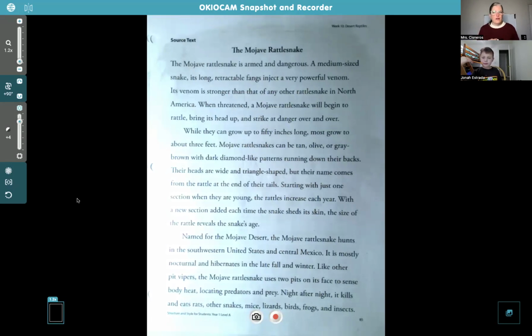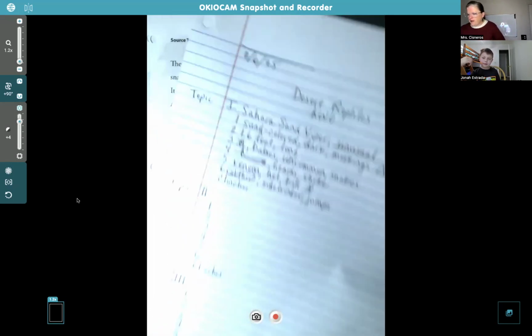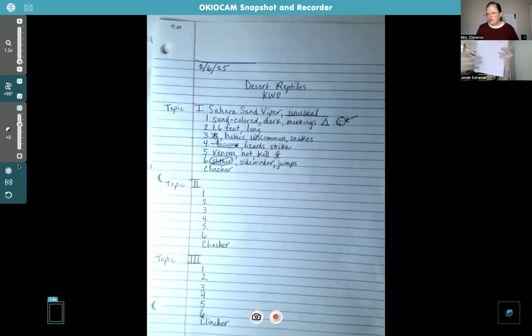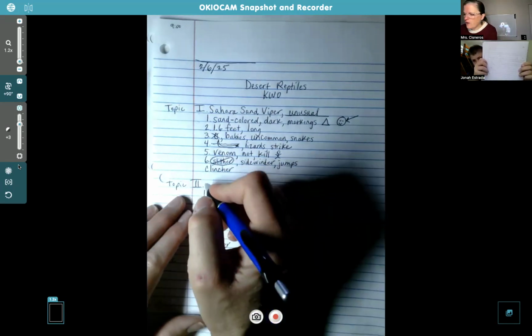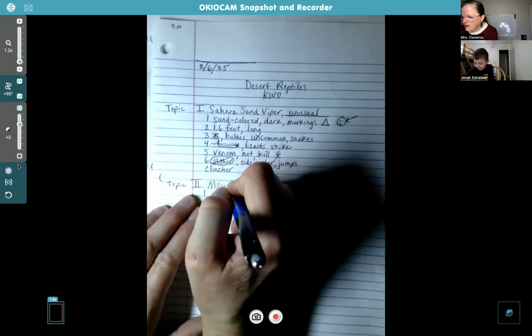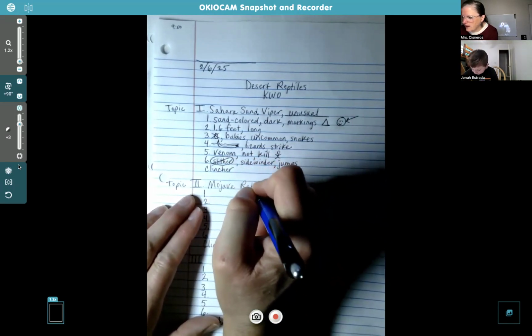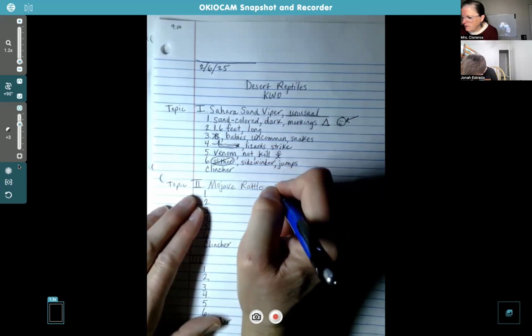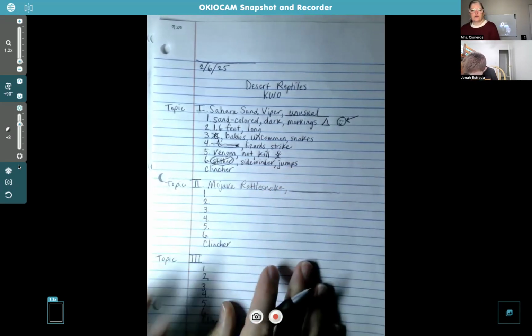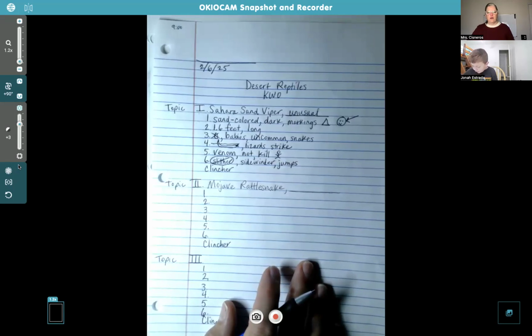and you can help me figure out what to underline. Remember, on our outline, let's look at your outline really quick again. Right next to number two, we're going to go ahead and put Mojave rattlesnake, okay? Because that's the one we're going to read about now. And then I want you to put a blank line here, because we'll think of a word later to add to that.